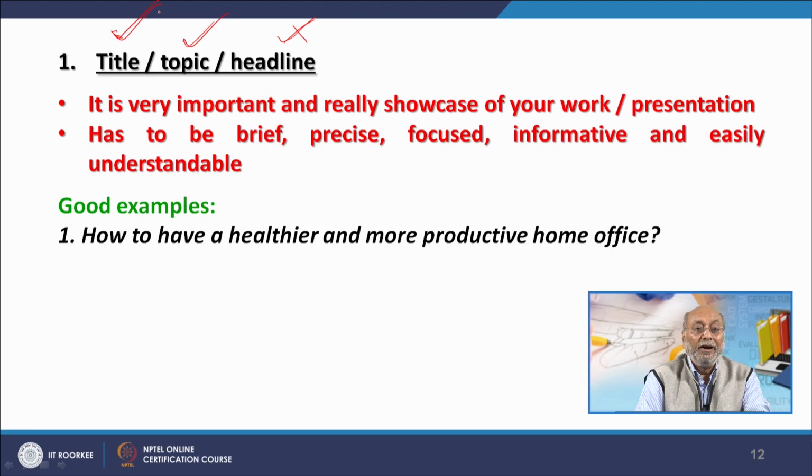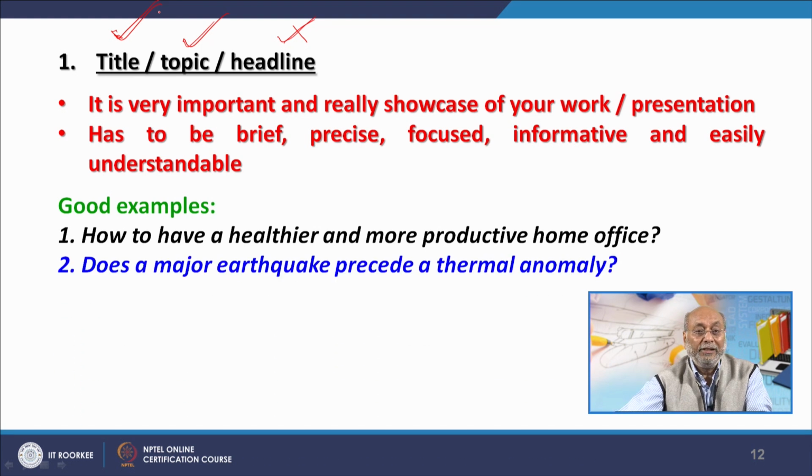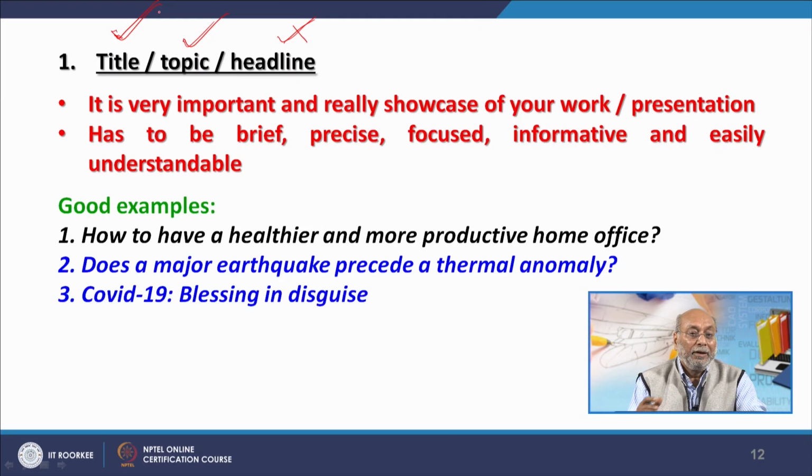A good example is: how to have a healthier and more productive home office. It attracts the audience or reader, who thinks it has some good information about a productive home office and how to remain healthier. Another example: does a major earthquake precede a thermal anomaly? It immediately asks a question, which means within the paper I may find the answer. A title can have a question mark also, there is no problem. These are examples of works published in journals.